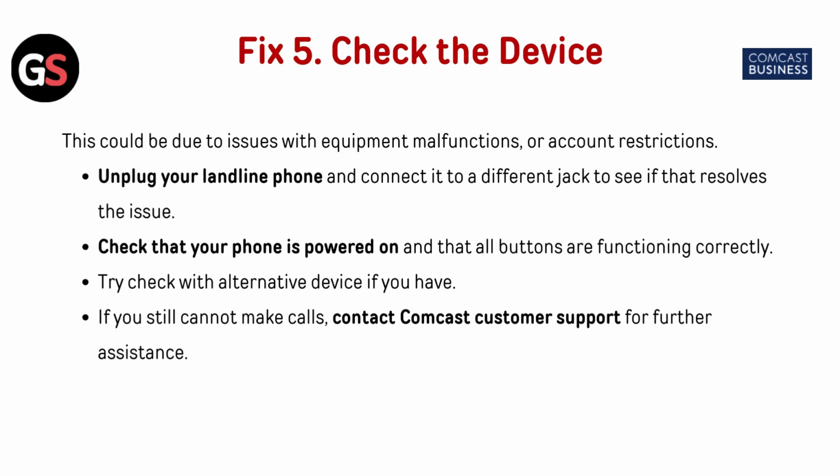Fix 5. Check the device. This could be due to an issue with equipment malfunctions or account restrictions. Unplug your landline phone and connect it to a different jack to see if that resolves the issue. Check that your phone is powered on and that all buttons are functioning correctly. Try checking with an alternative device if you have one. If you still cannot make calls, contact Comcast customer support for further assistance.